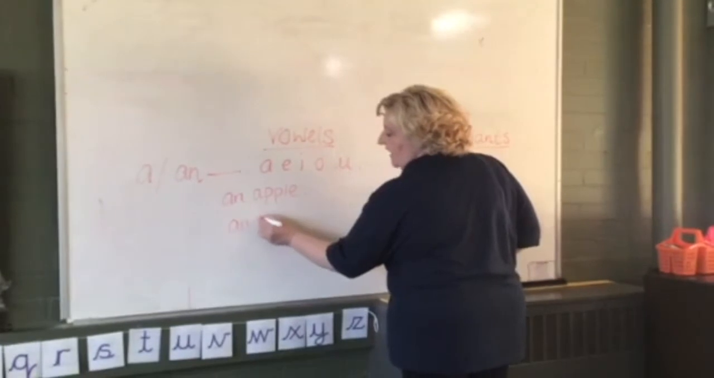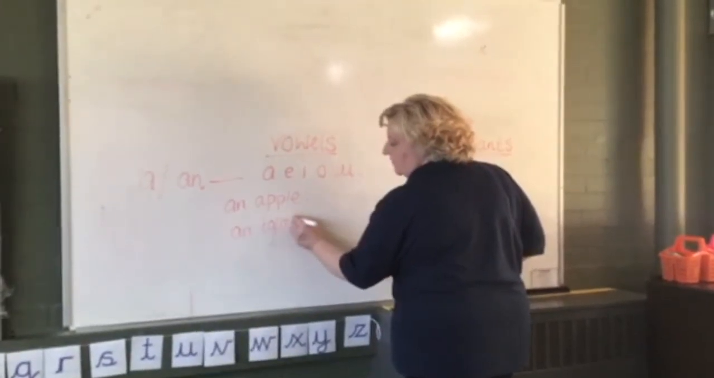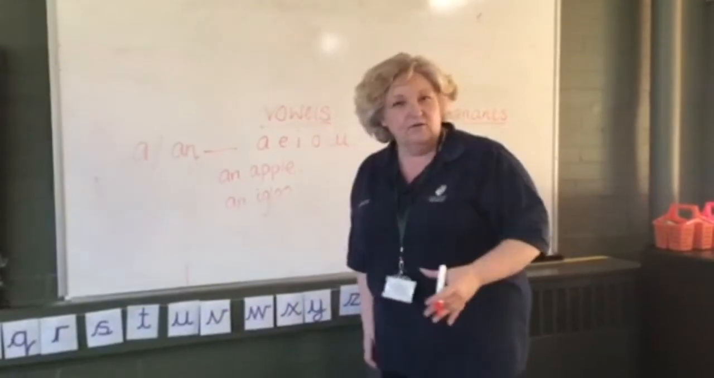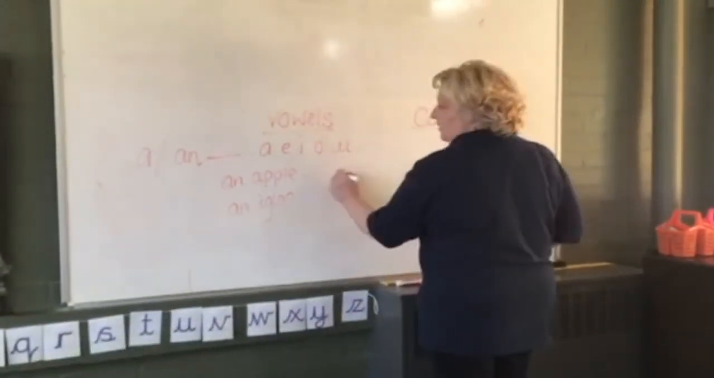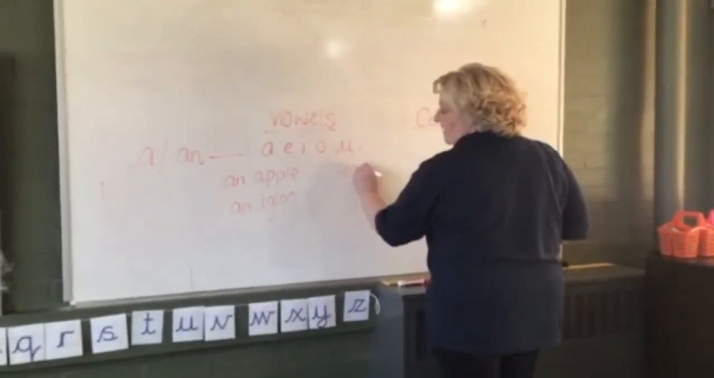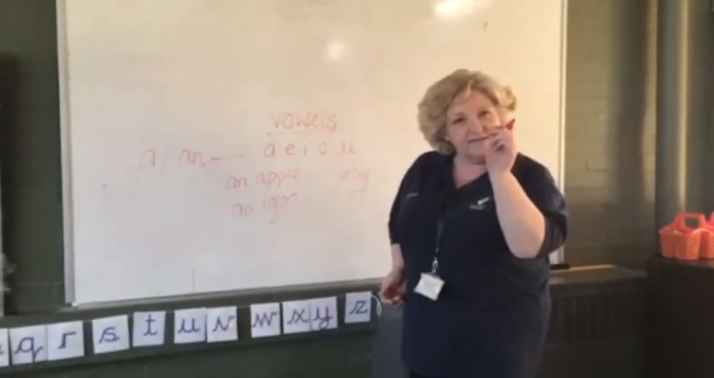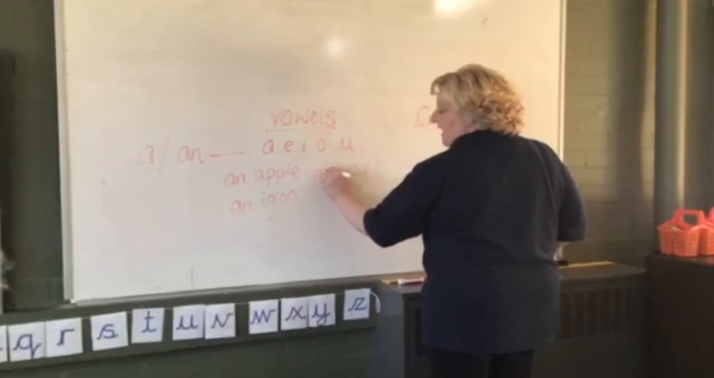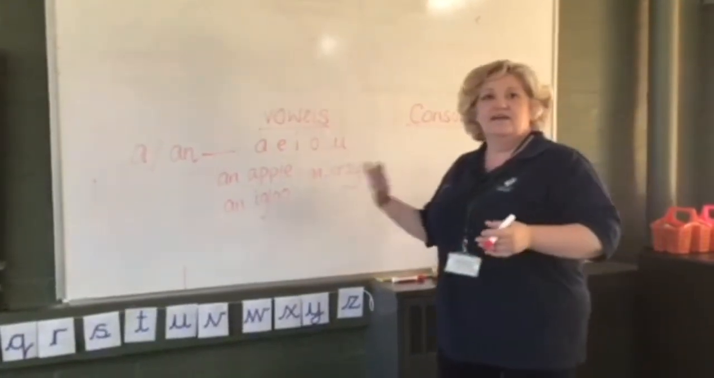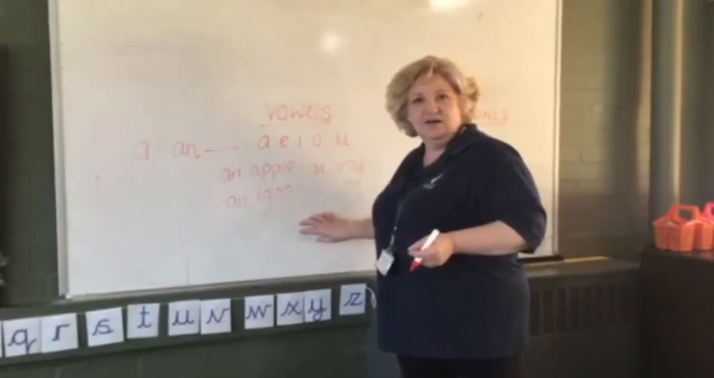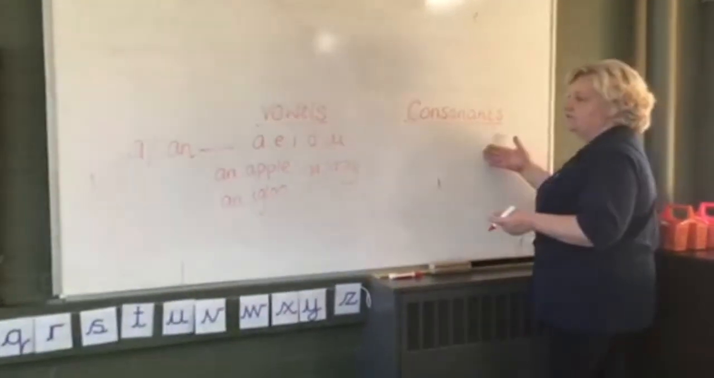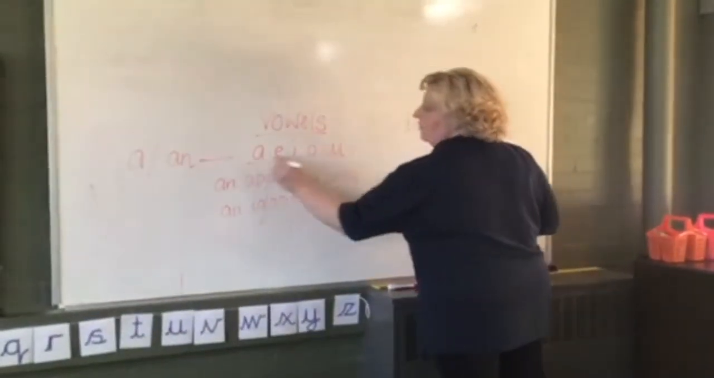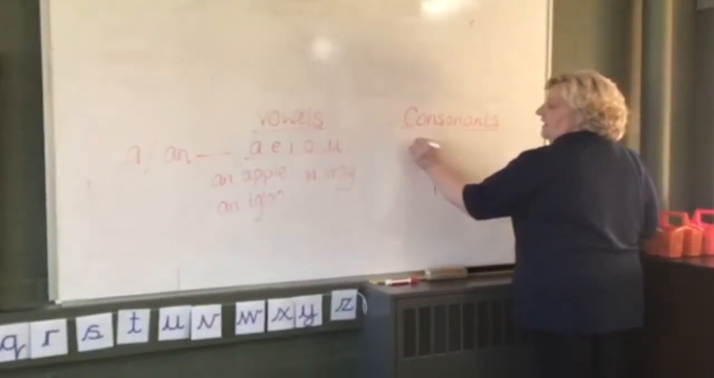Say the I: an igloo. Or if it sounds as though it should have a vowel, like X-ray, we know it is written like that, but it sounds as if it should have an "an" sound in front of it, then that also will have an. So that's what we're concentrating on this term. And obviously the consonants, the other letters that aren't a vowel, they will have a.